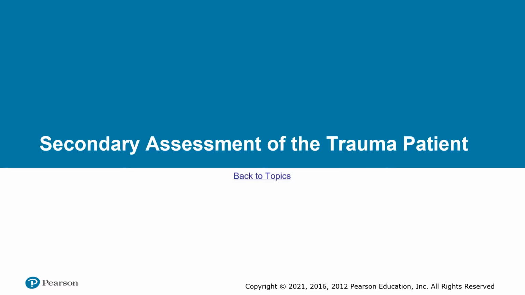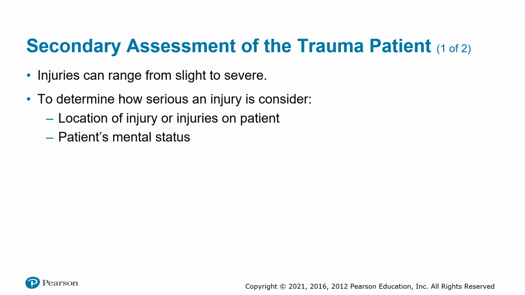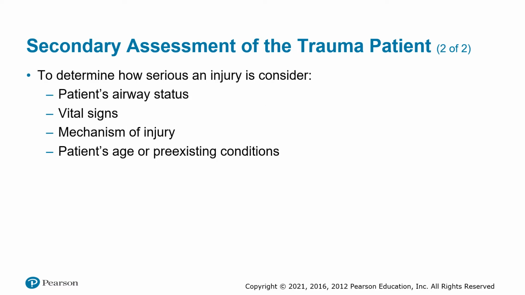All right, so secondary assessment of the trauma patient. Injuries can range from slight to severe. To determine how serious an injury is, consider the location of the injury or injuries on the patient and the patient's mental status, patient's airway status, vital signs, mechanism of injury, patient's age, or any kind of pre-existing conditions.